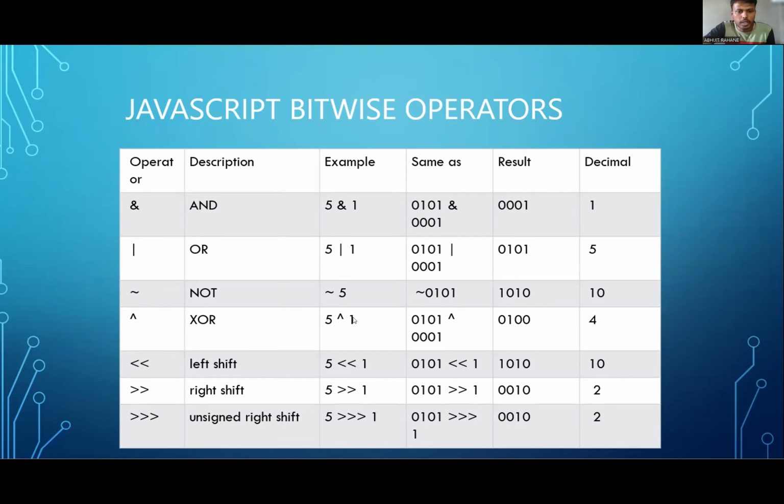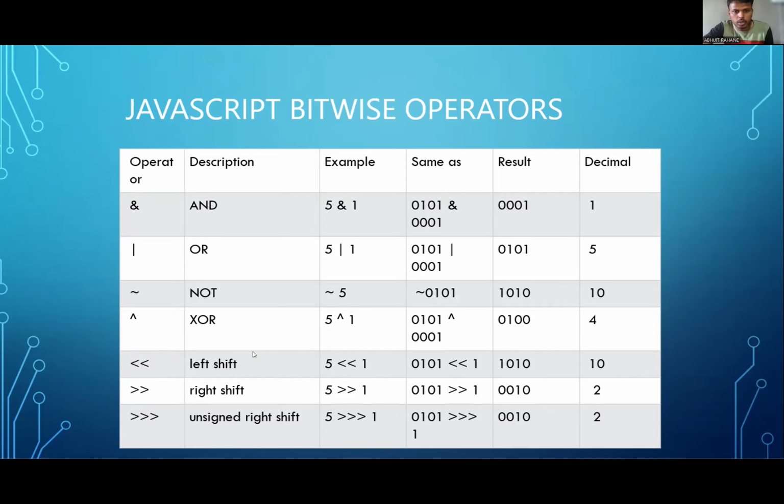And the XOR operator: only if one condition is true will it display the output. If both conditions are false, then it will be 0. If both conditions are true, then it will also be 0, false. When the XOR operator is used, the result is true only if one condition is true.